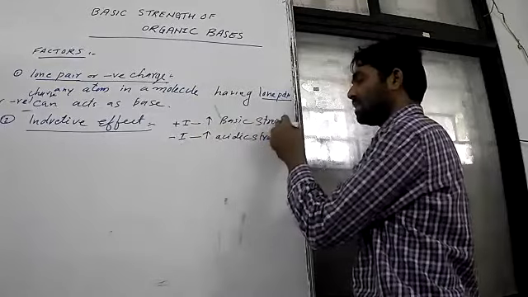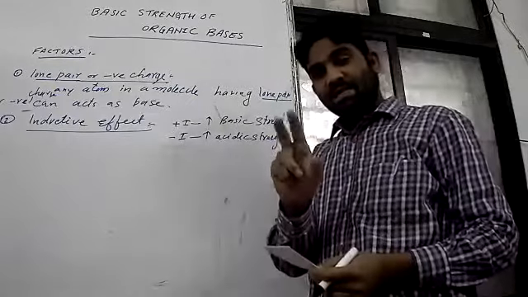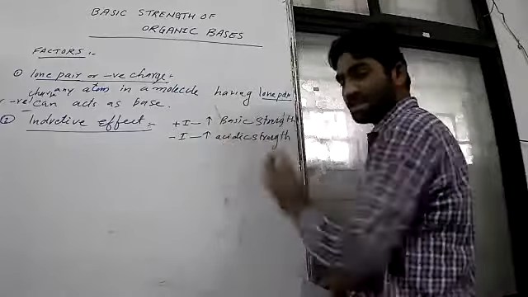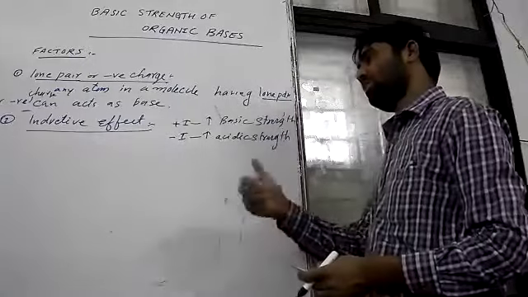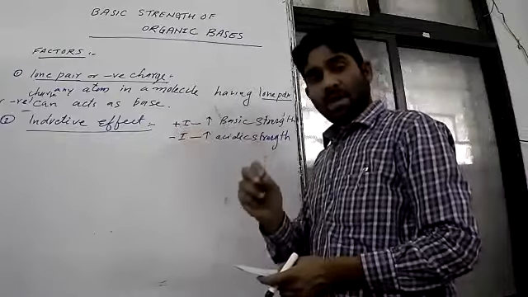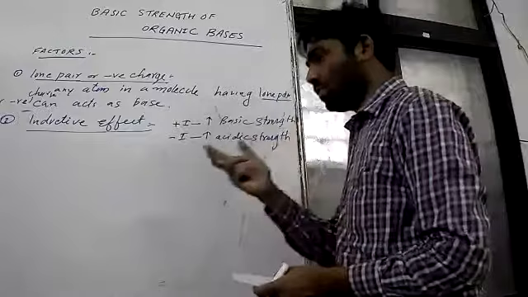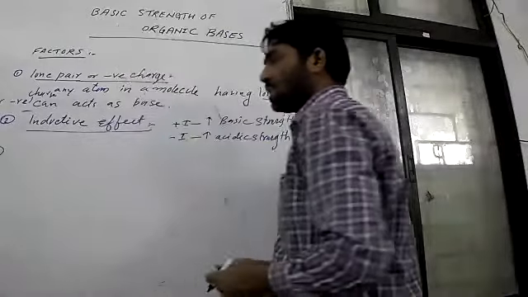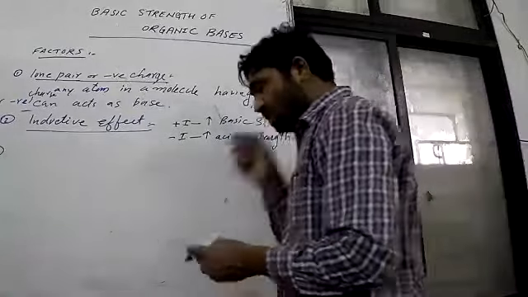Plus I group increases basic strength. Acids and bases are opposite to each other. Therefore, if minus I increases acidic strength, plus I will increase the basic strength. So any group which shows a plus I effect will increase the basic power of that molecule. We'll go through examples also. The third factor which affects the basic strength is solvation.